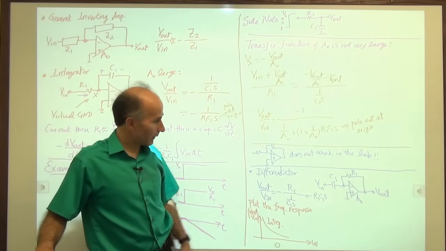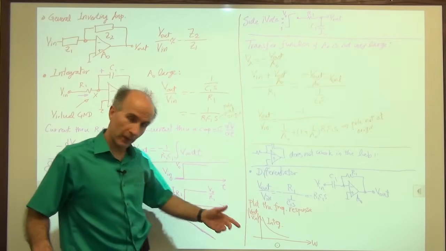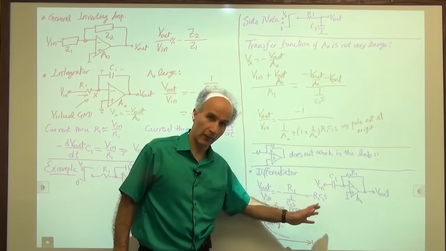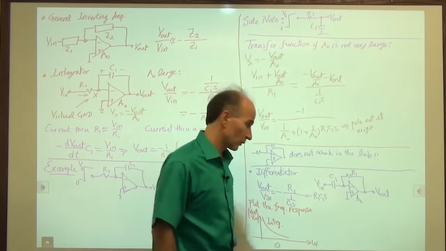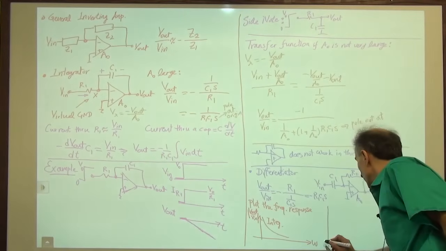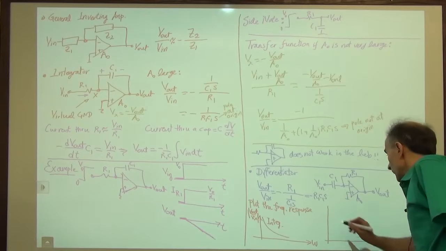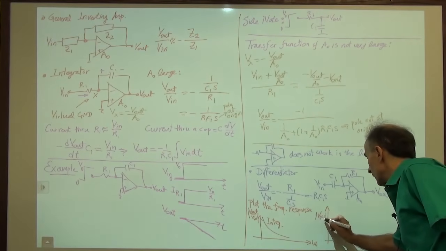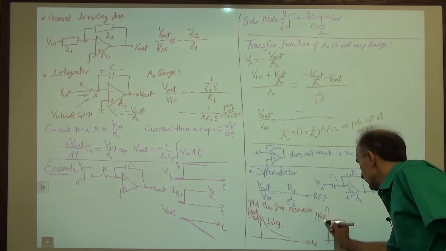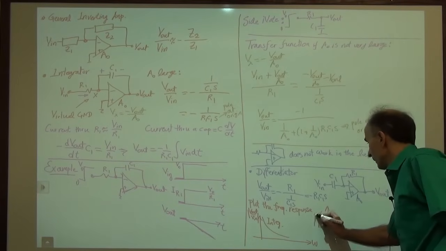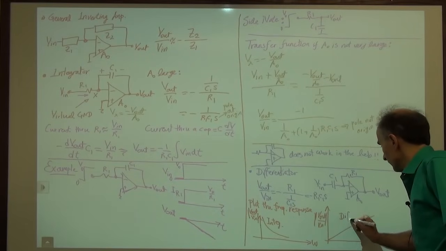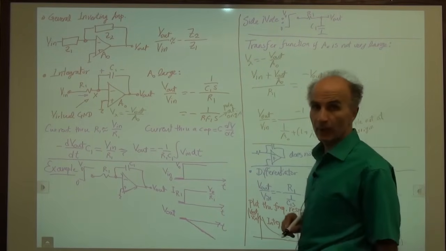Okay, how about the differentiator? Same thing. We replace s with j omega, take the magnitude, so j goes away. We have R1 C1 times omega. So for the differentiator, we have something like this. So again, V out over V in magnitude as a function of omega, that's just like this. So this is the differentiator. Okay?